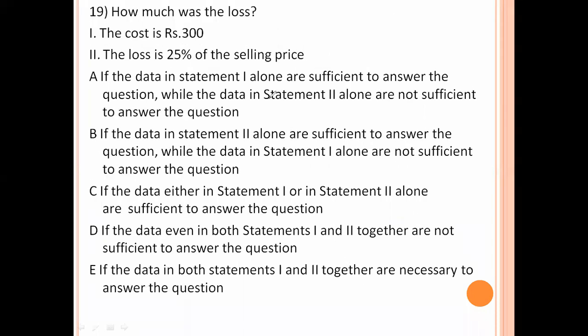How much was the loss? The cost price is 300, and the loss is 25% of the selling price. The cost price of 300 is given. So the loss is 25% of the selling price. Now the cost price and loss percentage are given, so depending on these values, we can answer the question. So both are needed, so option number E is the right answer.